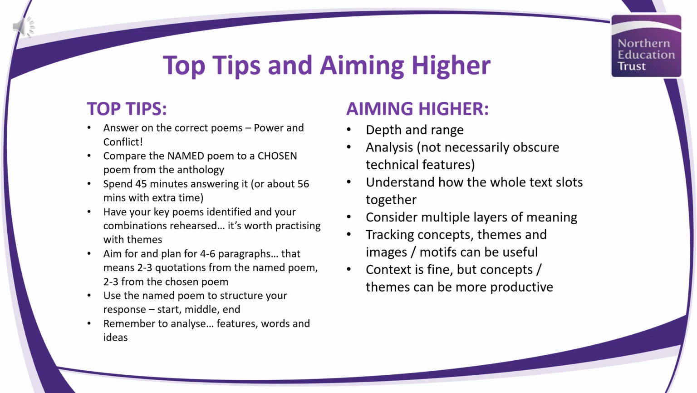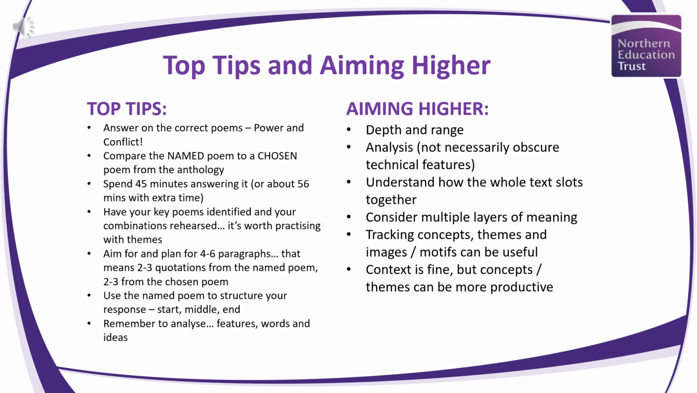So, top tips to summarise. Firstly, answer on the correct poems. Make sure you talk about power and conflict. Secondly, compare the named poem to a chosen poem from the anthology, but just choose one for comparison. So you're only writing about two poems. Thirdly, spend 45 minutes answering this question, or around 50 if you have extra time. Next, have your key poems identified and your quotations and combinations rehearsed.